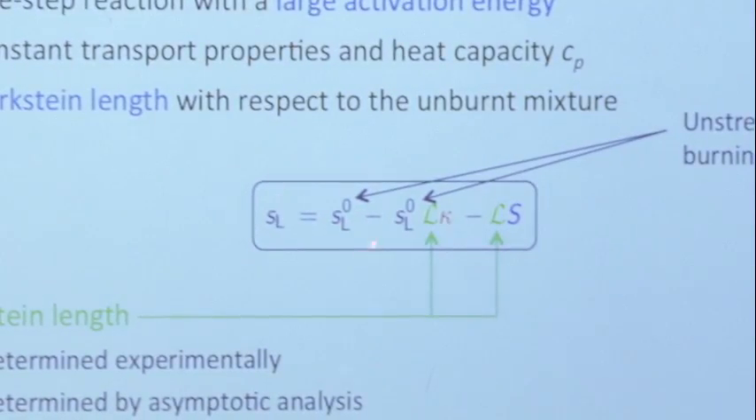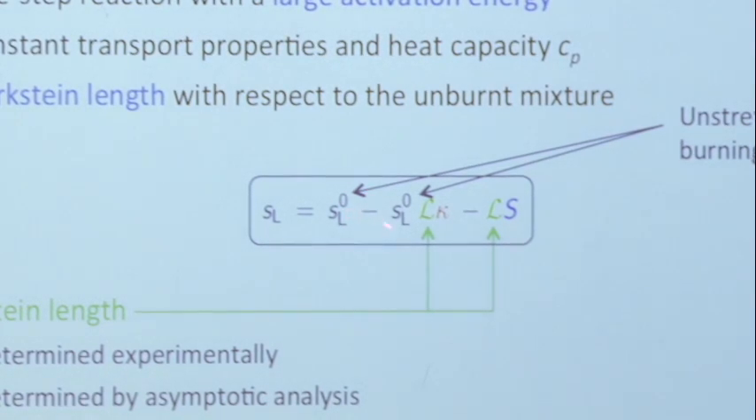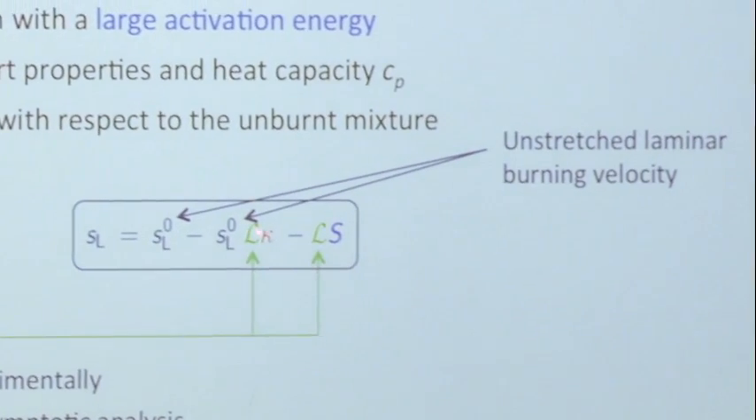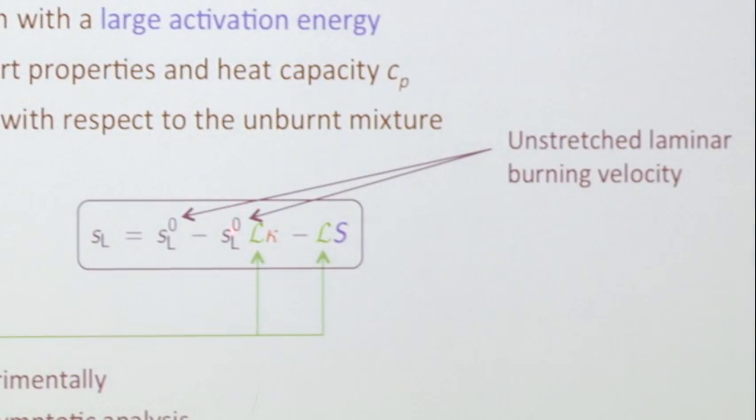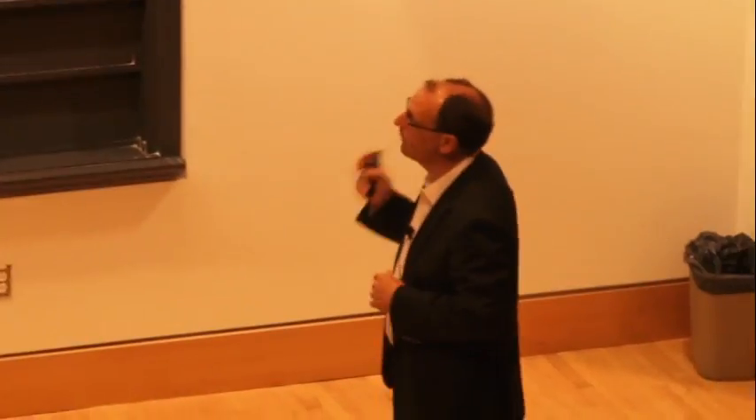Because look at this. This is the unstretched burning velocity. There's a minus sign here. Typically, the Markstein length is positive, and the curvature here, for negative curvature then, you get a positive contribution here, which makes the flame faster and so on. And then the opposite for the negative curvature. It turns out this is a stabilizing effect. It doesn't make the flame unstable.